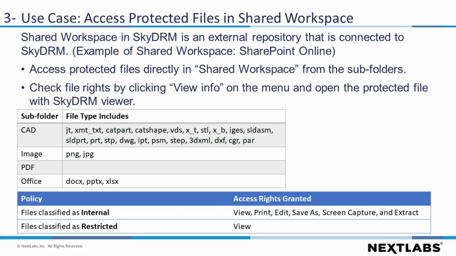In this use case, I will demonstrate accessing protected files in Shared Workspace. A shared workspace in SkyDRM is an external repository that is connected to SkyDRM. An example of a shared workspace is SharePoint Online. We will access the protected files directly in the shared workspace from the subfolders. Then, we will check the file rights and open the protected file with SkyDRM Viewer.